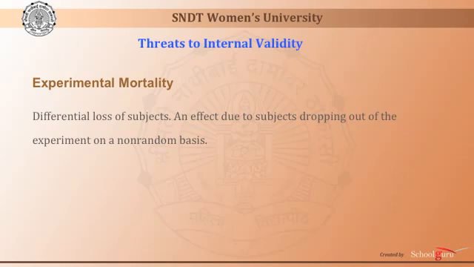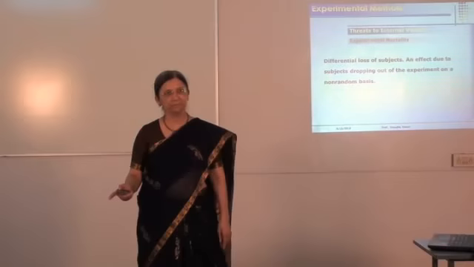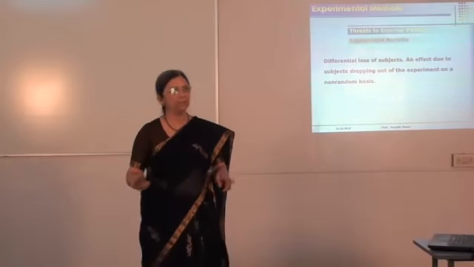Differential loss of subjects. So who is dropping? You don't have any control on that. One student having 60 marks is dropped from here and another student having 40 marks is dropped from here. You had equated them in the beginning, but who dropped, you don't have control. So the output you get may be affecting your observation.